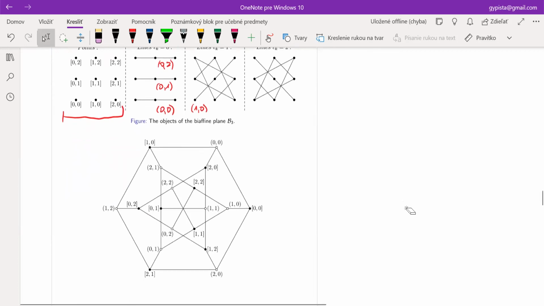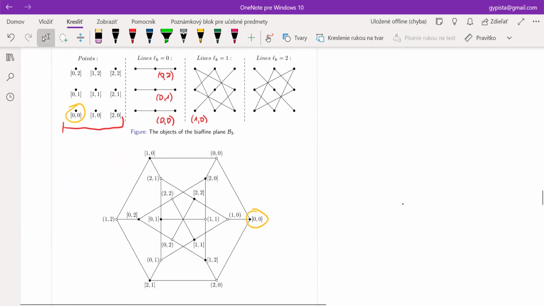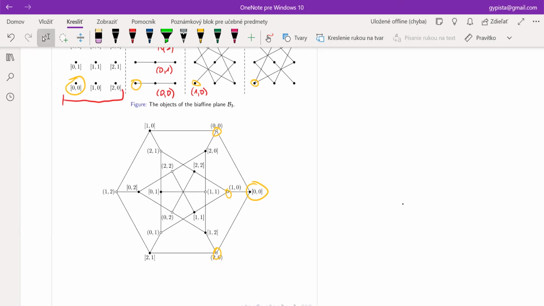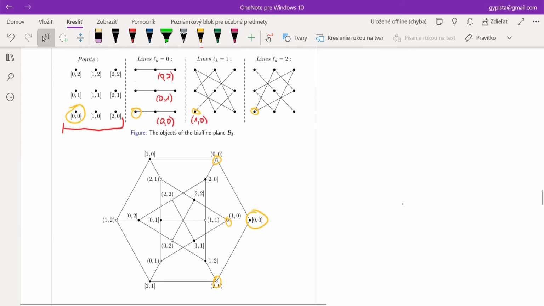This means that, for example, if we take the point 0, 0, in this picture it is here, then it is incident to 3 lines which are going through this point. And it is easy to see that these 3 lines have coordinates 0, 0, 1, 0, 2, 0, but you can check that all the other things are valid. So according to this observation, it was clear that one of the 6 relations can be described as an incidence between the objects in the biaffine plane.